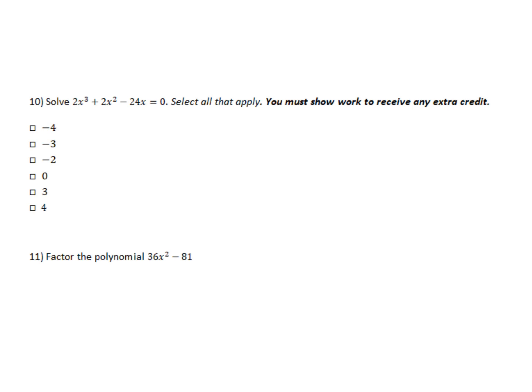All right, number 10. So number 10, I noticed right away that there's a number that all three of these terms have in common. They all have a factor of 2. So I'm going to factor out a 2. I also noticed that they all have x's. So I'm going to factor out the lowest amount of x's that they all have, which is an x to the first power.